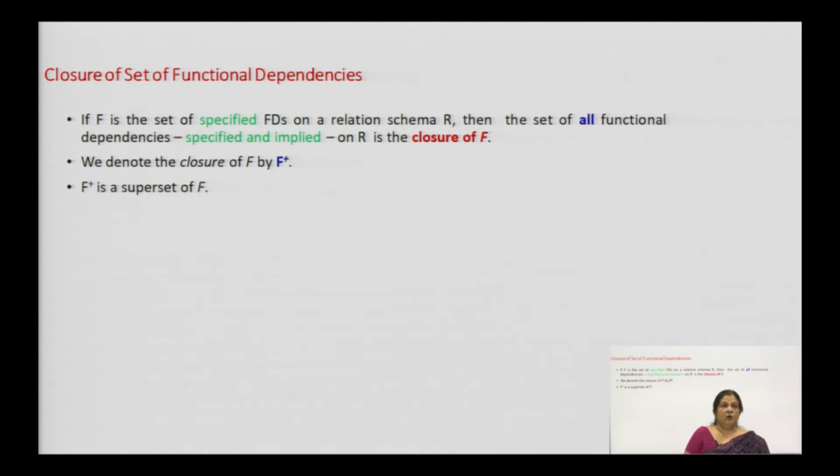Now, what is the closure of the set of functional dependencies? We just said that we can have some specified functional dependencies and some implied functional dependencies. So if F is a set of functional dependencies given on a relation schema R, then the closure of F will include all the specified or the given functional dependencies and all the implied or the deduced functional dependencies, and is given by F plus, where F plus is a superset of F.